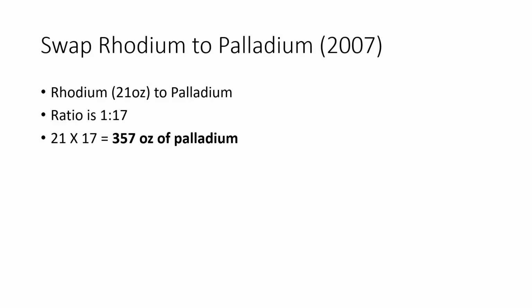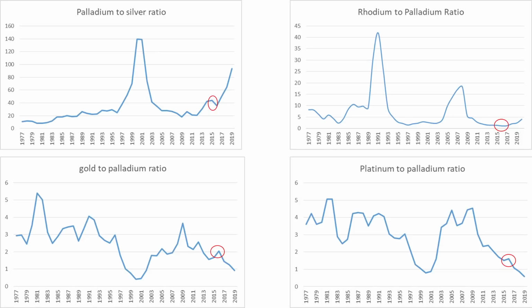We continue to monitor the ratio charts. And in 2016, something happens. Palladium gets expensive, or rather rhodium gets cheap in relationship to palladium again. It is dirt cheap. It's way down there. We have platinum to palladium. Palladium is getting expensive in relationship to platinum.